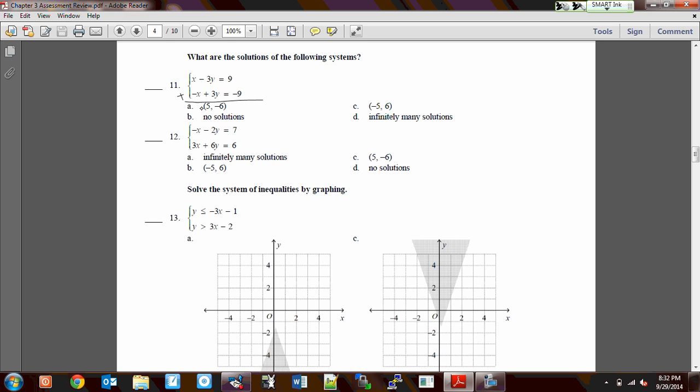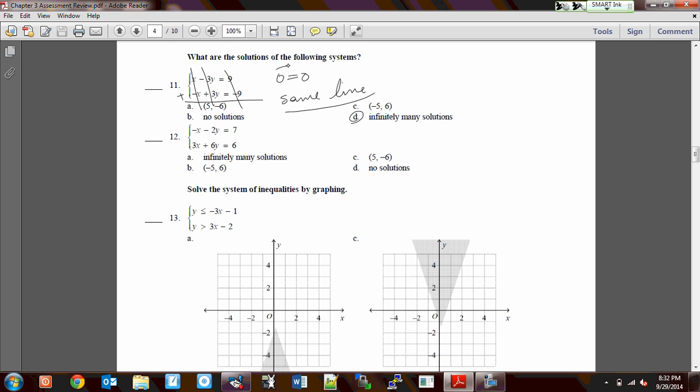Because if you see you have negative x, that cancels. Negative 3y, positive 3y, that cancels. And then 9 minus 9, that cancels. That gives you 0 equals 0. Well, since we get 0 equals 0, what this means is these two equations represent the same line. All right, they represent the same line, which means, since they're the same line, they have infinitely many solutions.